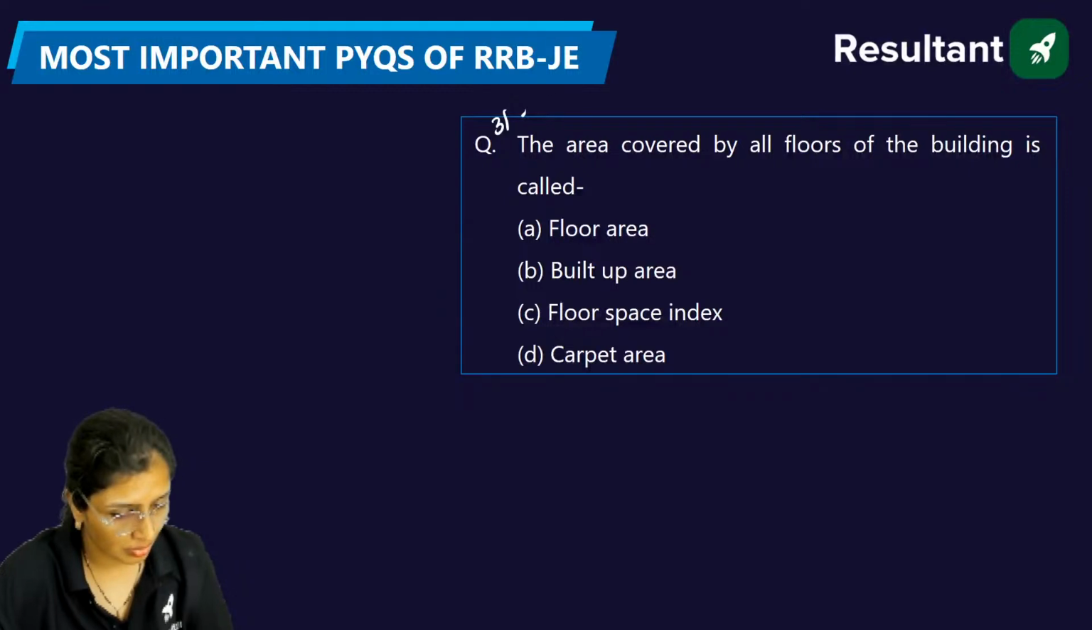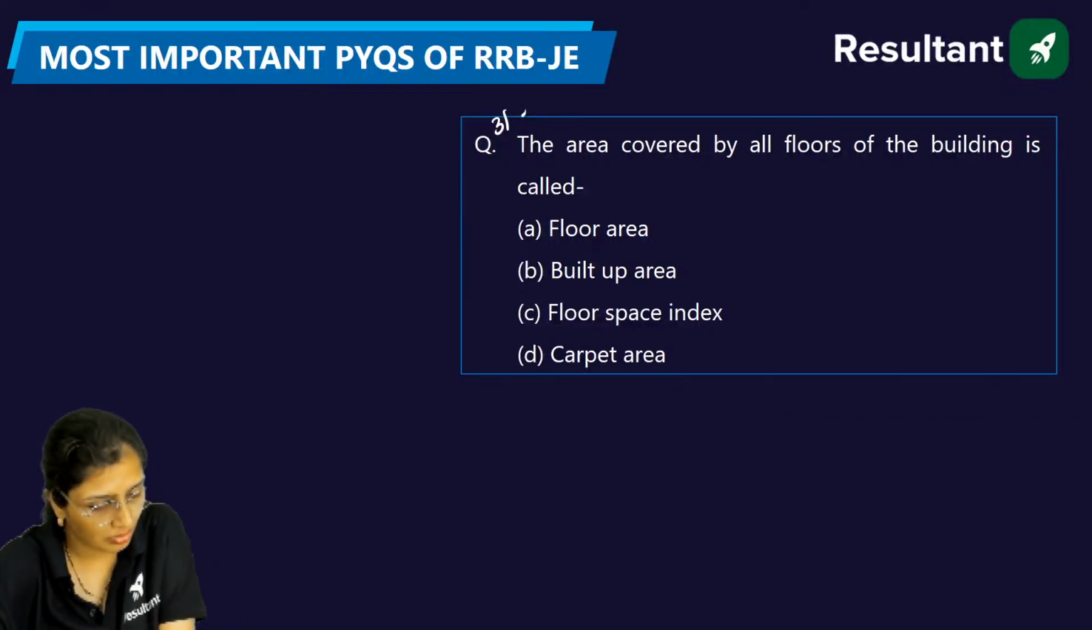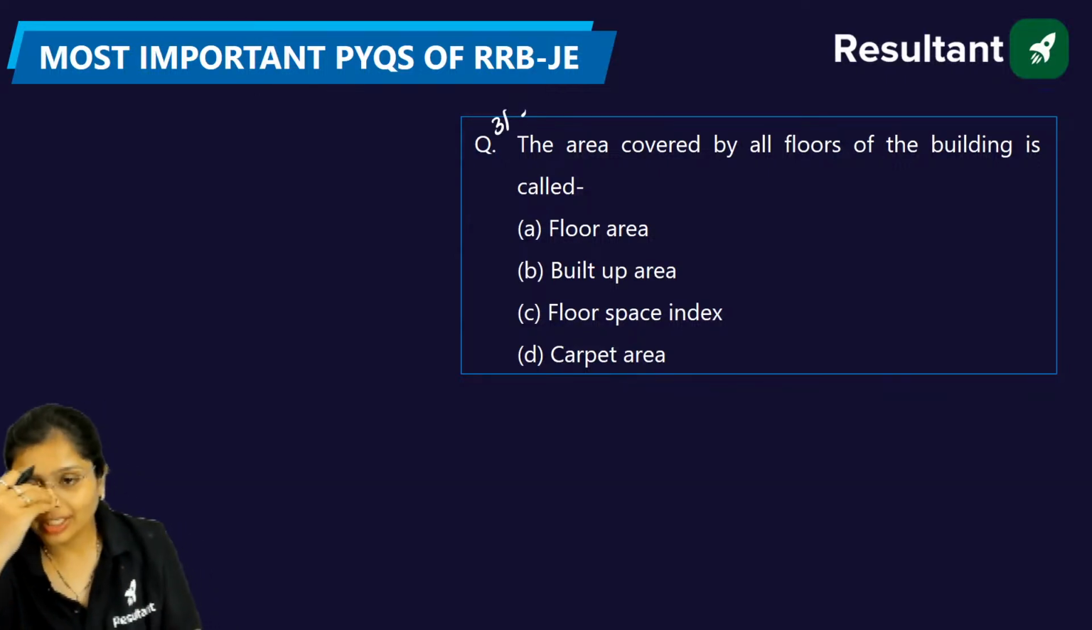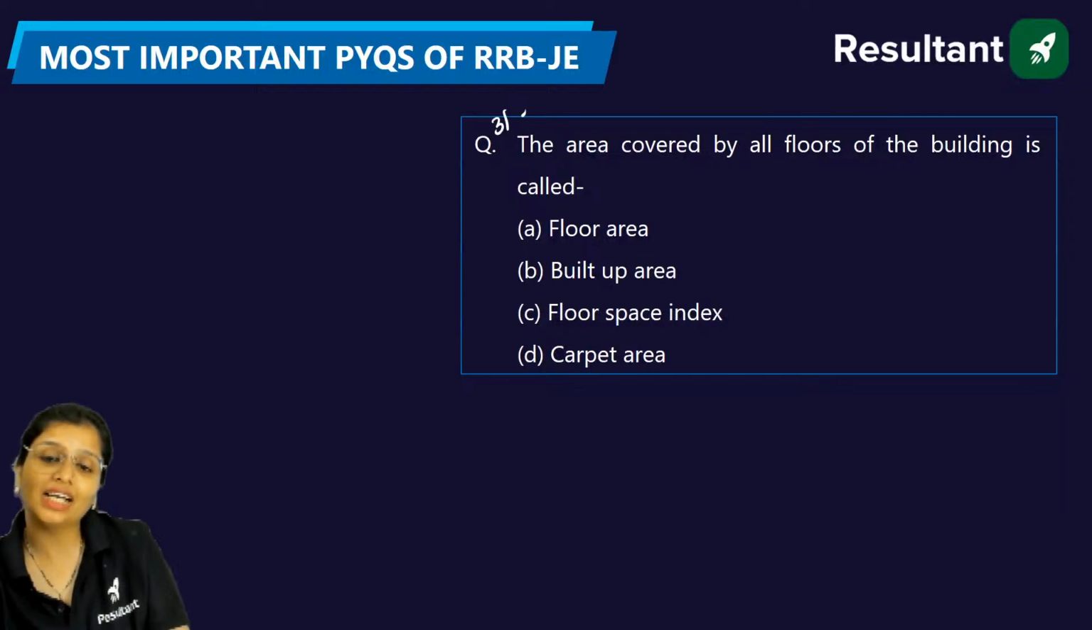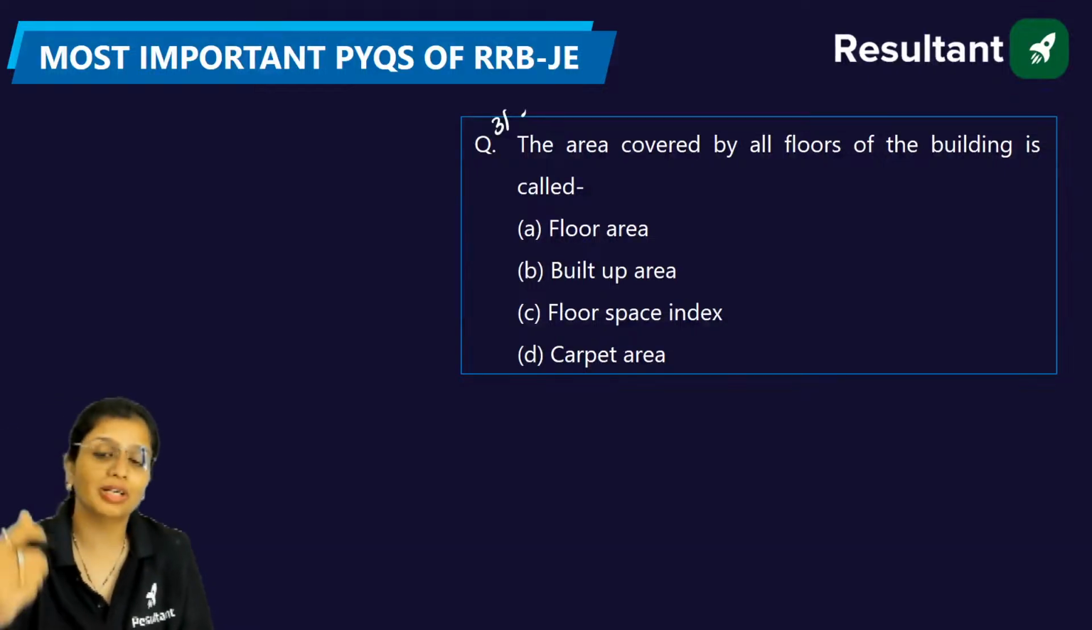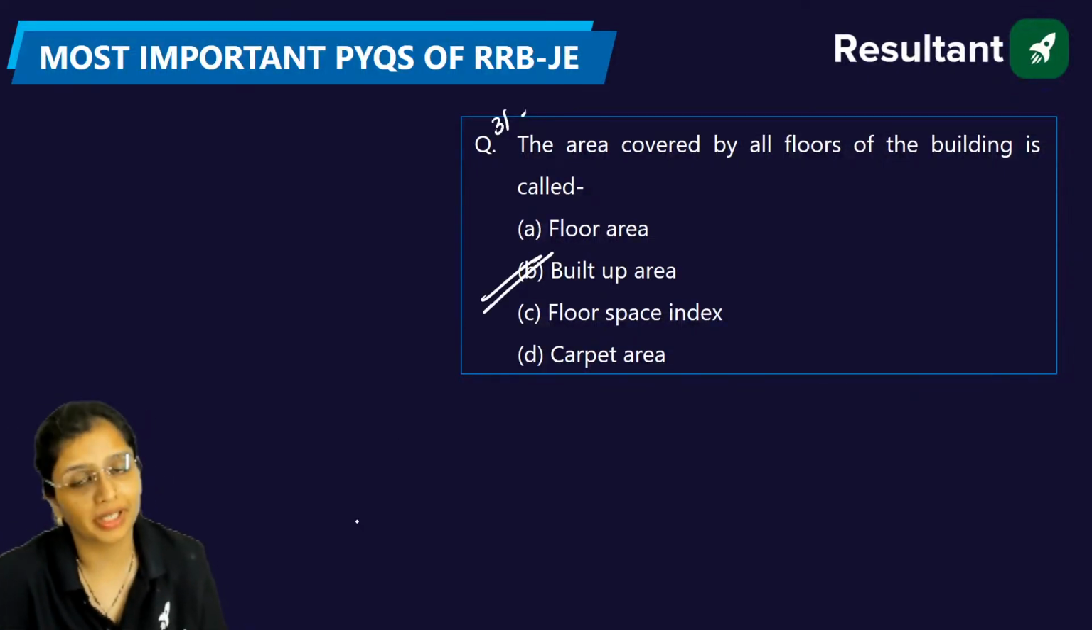Wrong. Wrong. Covered area बोल रहा है यार. The area covered by all the floors. Check it out. The area covered by all the floors of the building. तो वो built up area की बात कर रहा है ना. The area which is covered by all the floors of the building. It is talking about built up area.